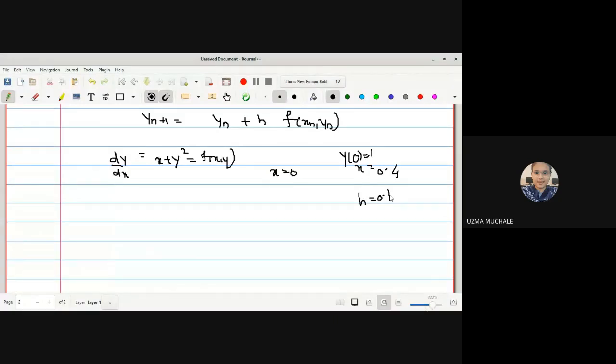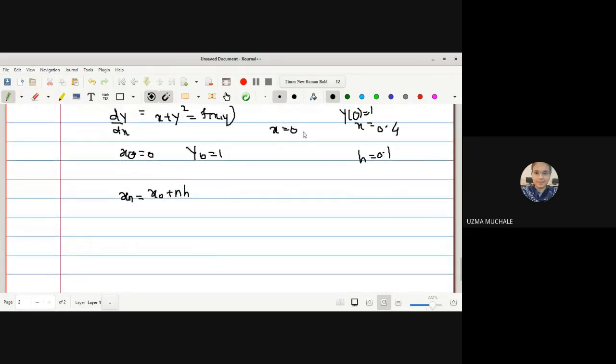You will understand this by using this condition. What is the condition given for values of x? First we will write down what is x naught. X naught is 0, and the corresponding value of y naught is 1. Y of 0 is equal to 1 is the initial condition. Now, what is the function? F of x y is equal to x plus y square. Now, what is the condition? Xn is equal to x naught plus n into h, right?